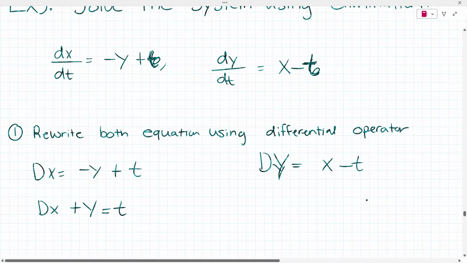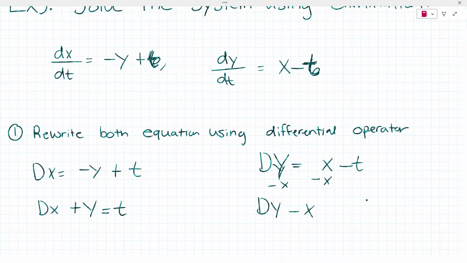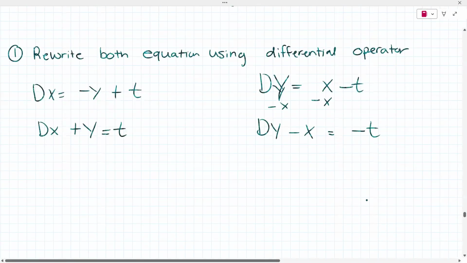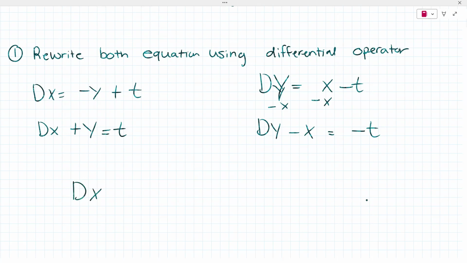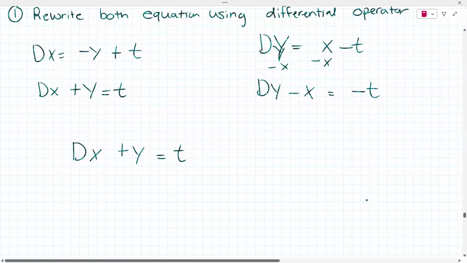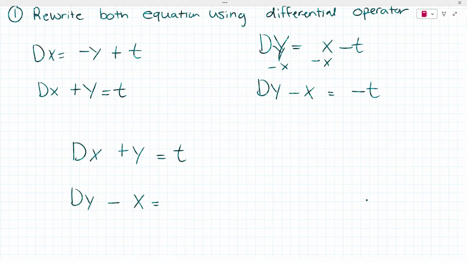And then what you're going to do is get negative t by itself. So you would have to subtract x. You get Dy minus x equals negative t. Okay, so we did this so we can set up a system of equations. So it's Dx plus y equals t, and then Dy minus x equals negative t.